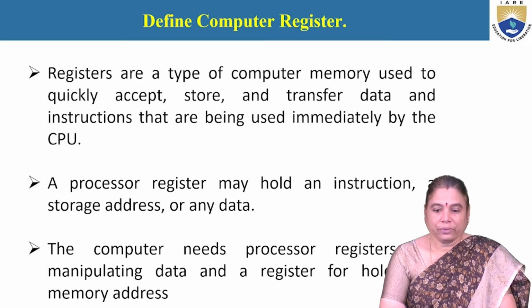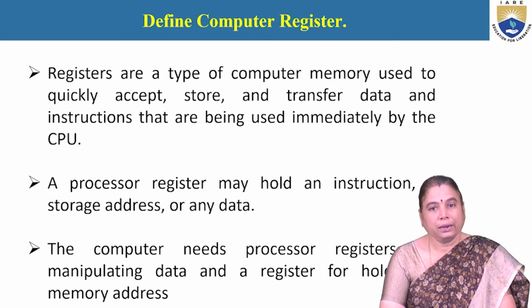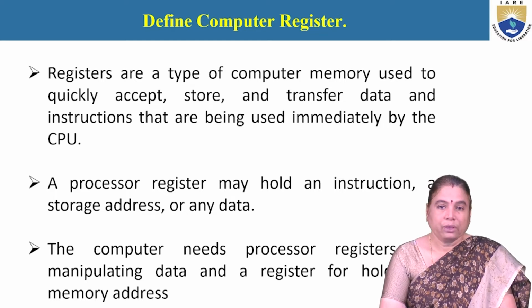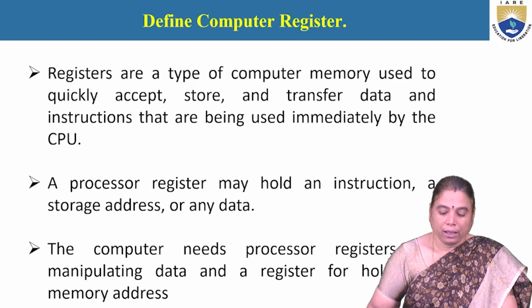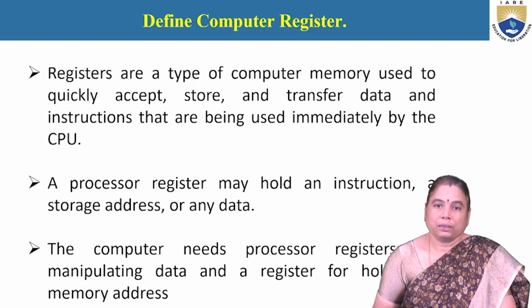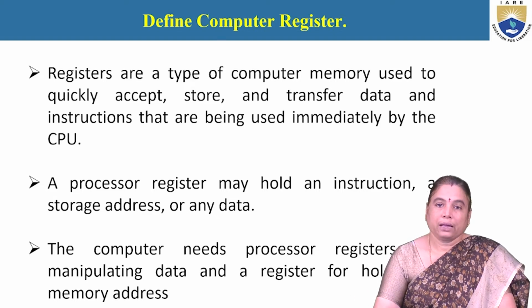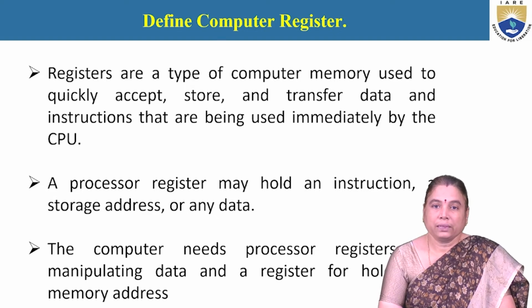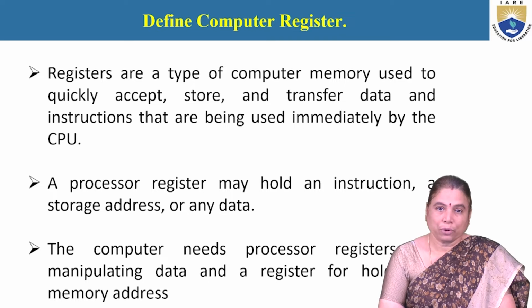A processor register may hold an instruction, a storage address, or any data. The computer needs processor registers for manipulating data, and a register for holding a memory address. These are readily available on the processor, so the data can be easily accessed by the CPU for processing.